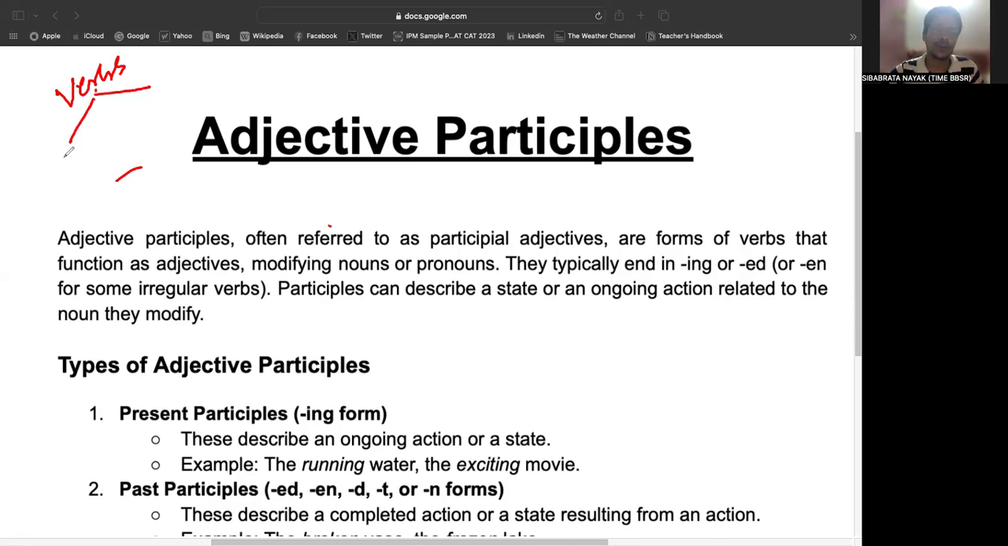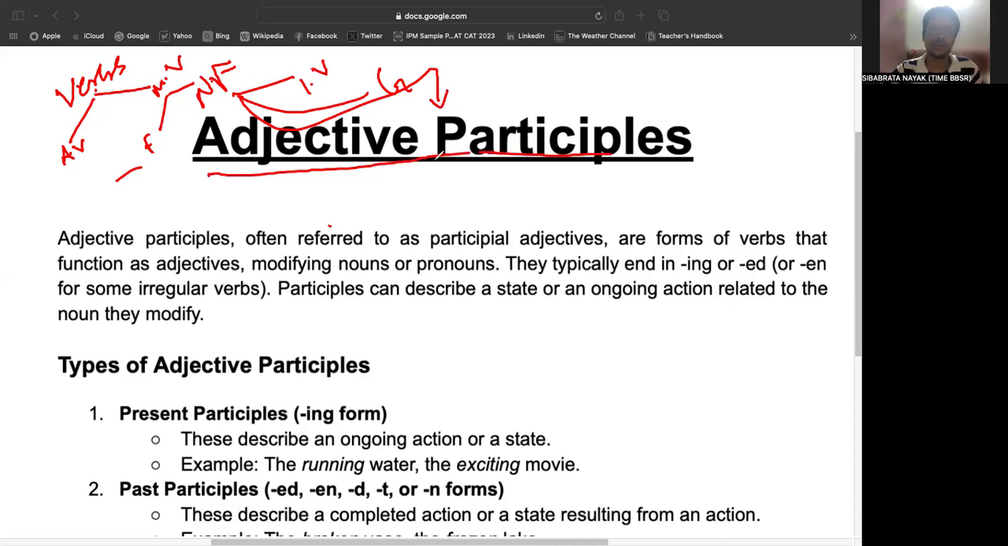The first one is called an auxiliary, and the second one is called a main verb. Under the main verb, we can find finite and non-finite. Under non-finite, we can find the infinitive verb, the gerund, and the adjective participle. So that is why the root, meaning the beginning, is the verb.